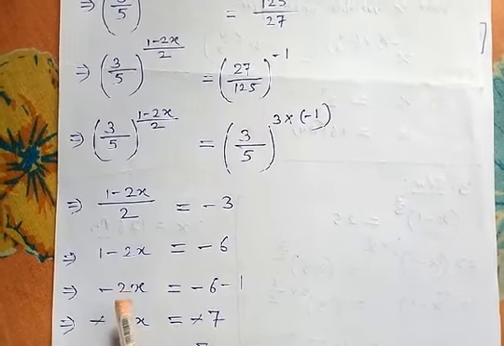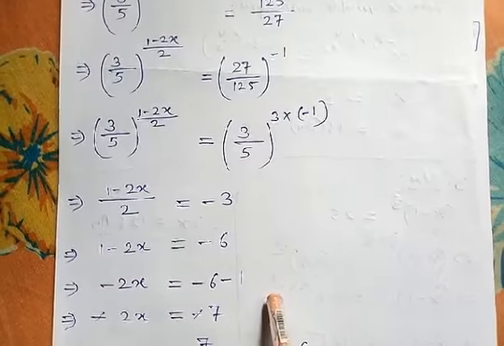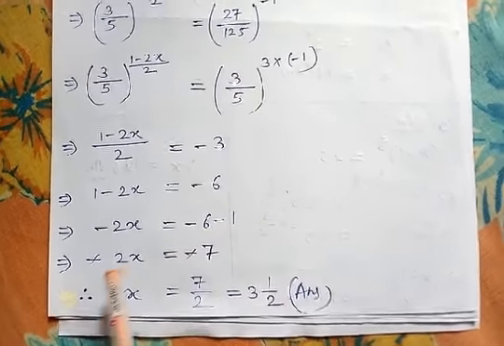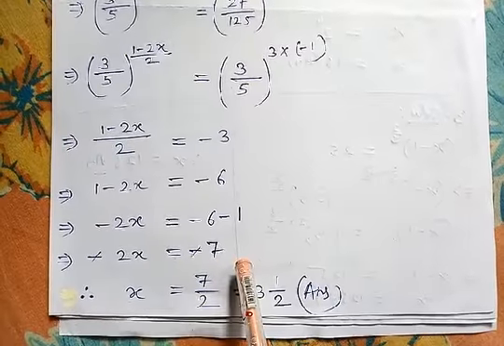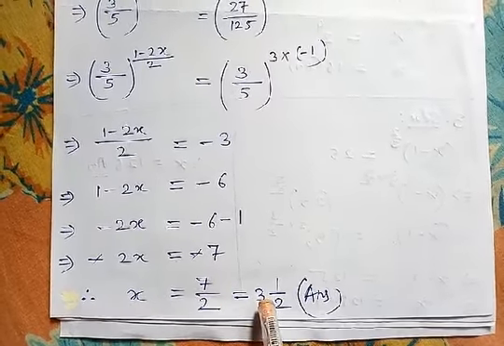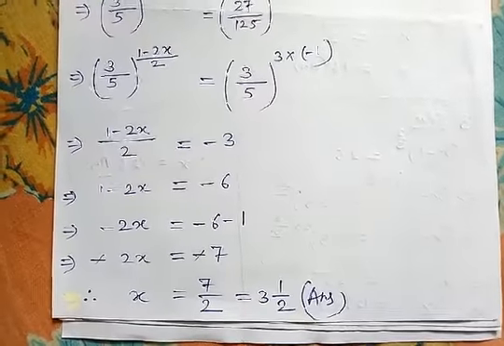Now 1 minus 2x, what I did, 1 I brought this side. So minus 2x equal to minus 6 minus 1. So minus 2x equal to minus 7. Therefore x equal to 7 by 2. And if we divide further, it is 3 whole 1 by 2.